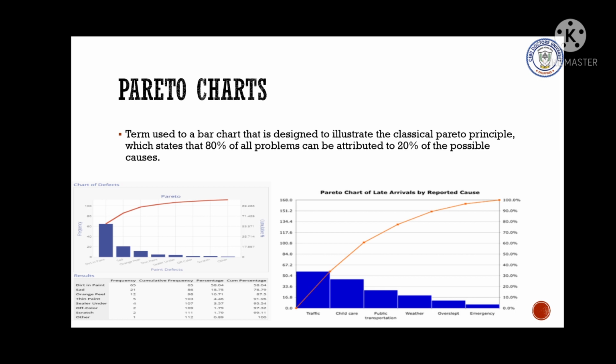Next are Pareto charts. This is the term assigned to a bar chart that is designed to illustrate the classical Pareto principle. Remember the Pareto principle? It states that 80% of all problems can be attributed to 20% of the possible causes. According to this concept, if the problems are matched with their causes and plotted on a bar graph, the area in which managers should devote the majority of their attention and energy become readily apparent. To be honest, in the laboratory setup, I have never tried using a Pareto chart, though it has been taught to us in school, but I have never seen a Pareto chart in person.